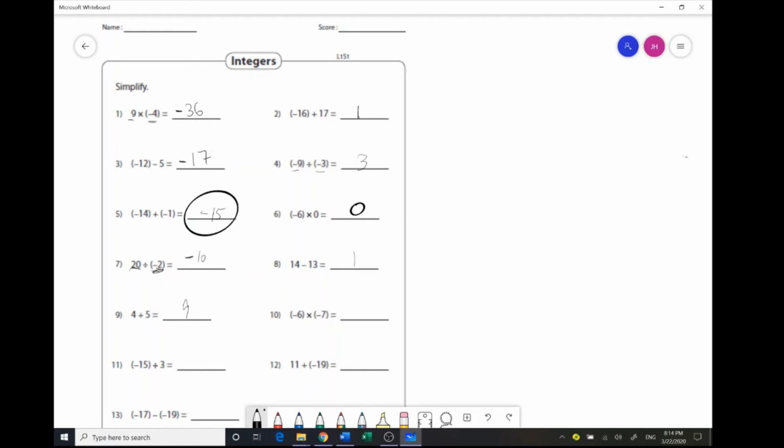Now number 10, when we get back to the negative numbers, negative 6 times negative 7. So negative numbers times negative numbers. When two negative numbers multiply, you always end up with a positive number. So what is that positive number? That is 6 times 7. 6 times 7 is 42, so it's positive 42.